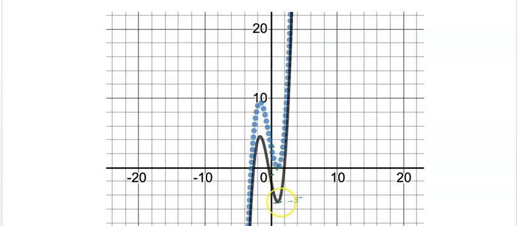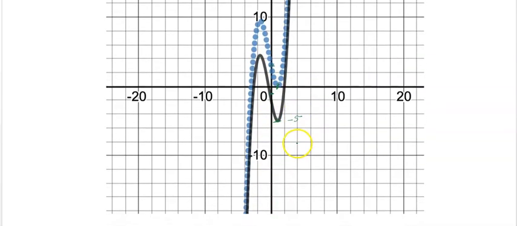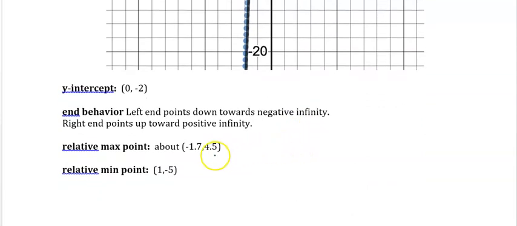It's been lowered by 5 because we've only affected the y-coordinates. We're saying, calculate y like you used to, but then take 5 away from it. So every y-coordinate will be 5 less than in the original function. And those points I talked about are all described here. You can compare those to the original. Our original relative max point was at 9, 9.5. 4.5 is 5 less than that.